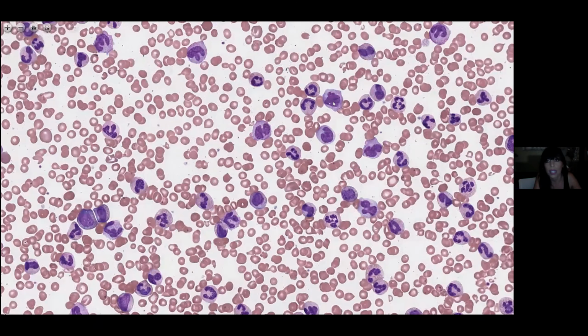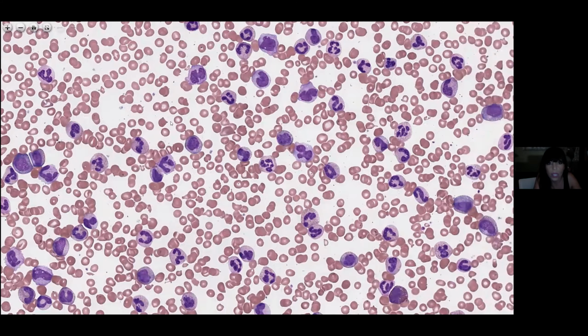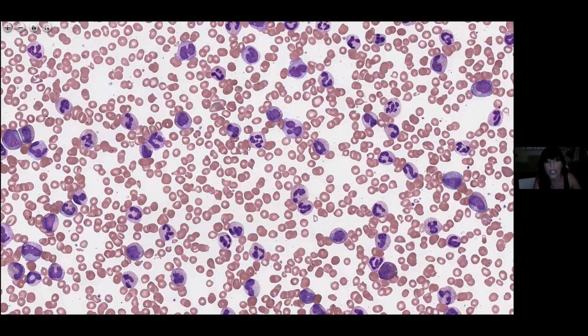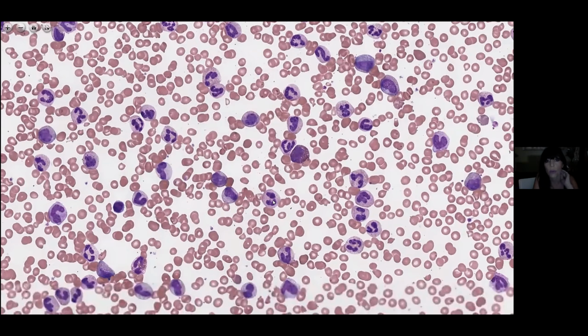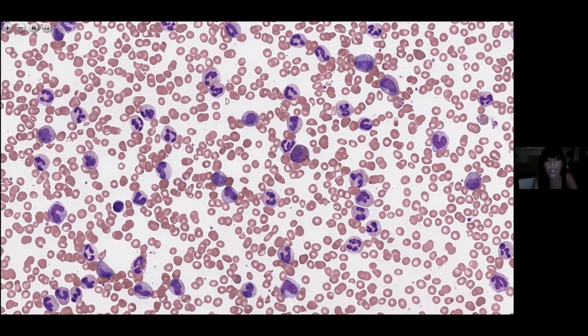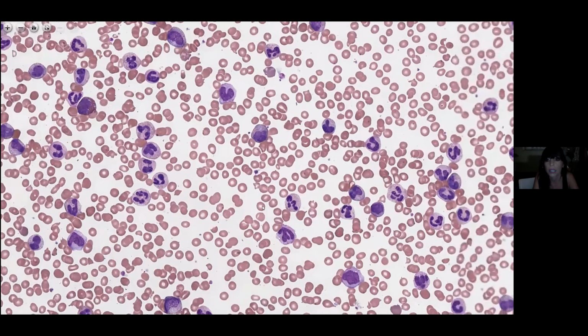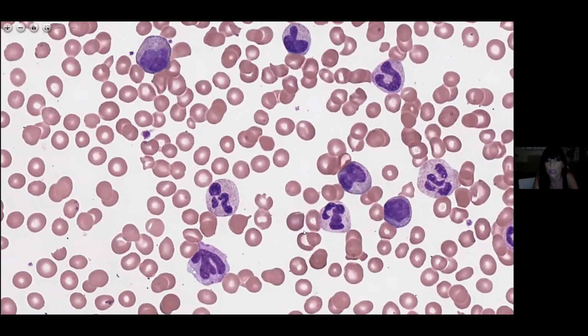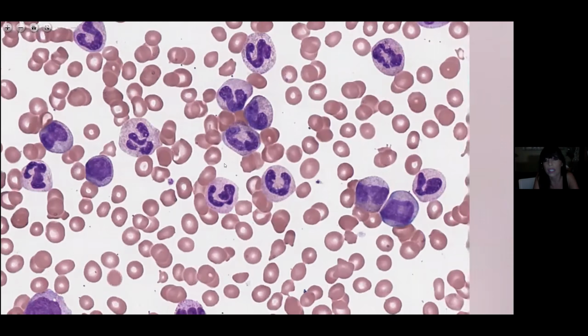Here's another monocyte here. Some more segs, another mono, a myelocyte, a meta. To differentiate the metamyelocytes from the band, you usually go with how far indented the nucleus is. So when it's more than halfway, it would be considered a band. When it's less than halfway, it would still be considered a metamyelocyte. So this cell here, it's not quite halfway. And some more segs and bands.